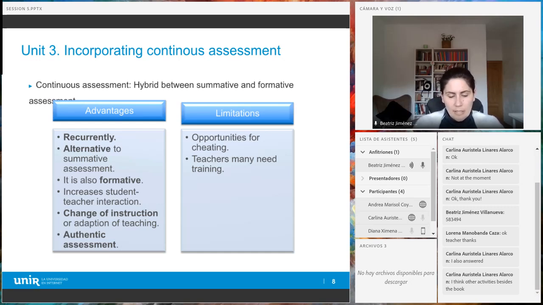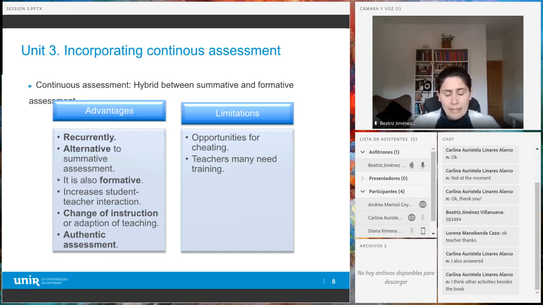Another advantage is that it provides the teacher with the knowledge to be able to change, as we have mentioned. So it gives us the information to know if we need to change the way that we're teaching, a change of instruction, or if we need to adapt our teaching methods in order to make the learning more successful for our students. Okay. And also, it reduces the possibility of sudden death in our students, okay?